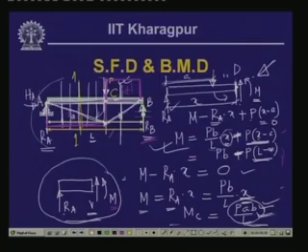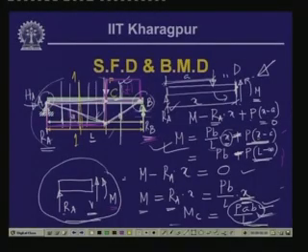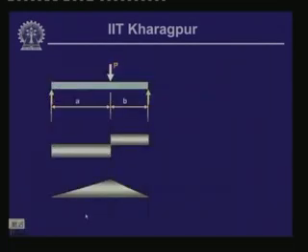As expected, at the roller support and at the hinge support, the moment carrying capacity is 0. So the values of the bending moment at the hinge support and the roller support are expected to be 0. So the variation of the bending moment along the length of the beam, as we can see, is in this triangular form, and this is what has been indicated over here.